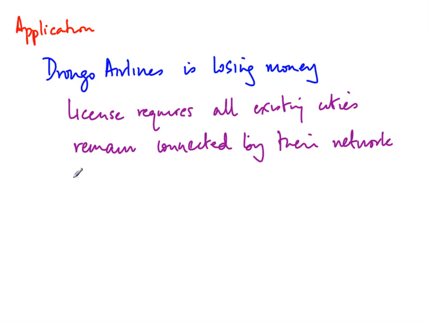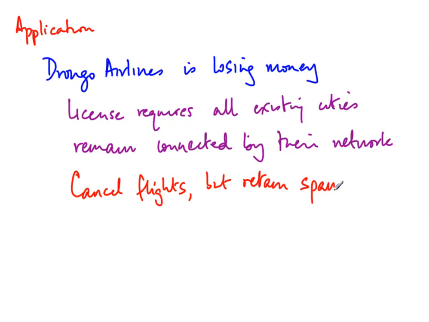So in such a situation, you would like to cancel some flights but retain a spanning tree, right? So this is one typical example where now you will take the original route map of Drongo Airlines. Think of it as a graph, right? You connect any two cities by an edge if there is a flight between those two cities, and then you identify some spanning tree and say we will retain the flights on this spanning tree and we will remove all the other flights and we will not violate the terms of the license.